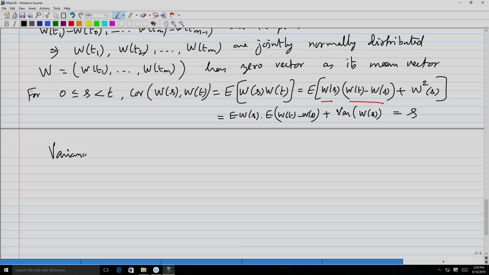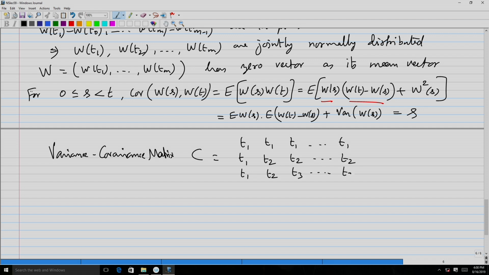So if I use that, my variance covariance matrix, which we call C as per our earlier notation, has entries T1, T1 and so on along the first row; T1, T2, T2 and so on along the second; then T1, T2, T3 and so on; up to Tm. So this is the particular structure.